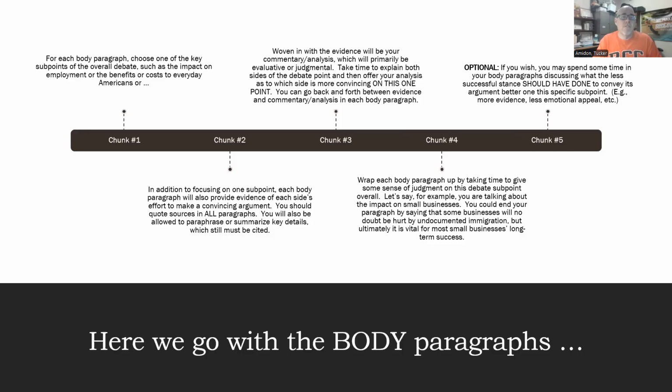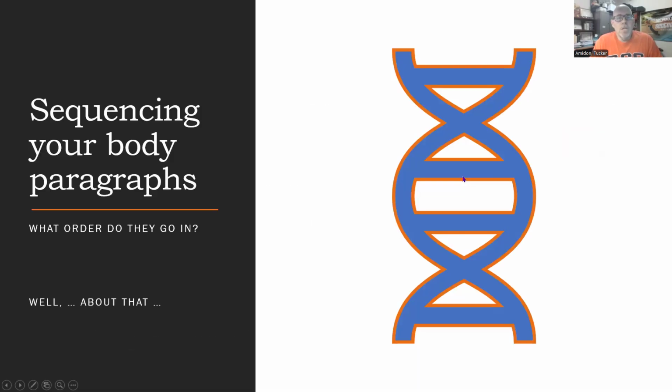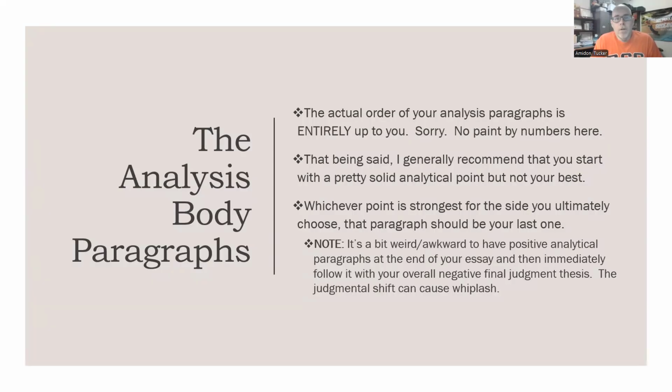Notice that in order to achieve the first 4 chunks, this is not going to be a small paragraph. These are going to be good sized, half page, 2/3 of a page, which we'll talk about a little bit more. Okay, sequencing your body paragraphs. What order do they go in? I don't really care. There's not a concern for me specifically on this. The actual order is entirely up to you. I don't spell it out for you.